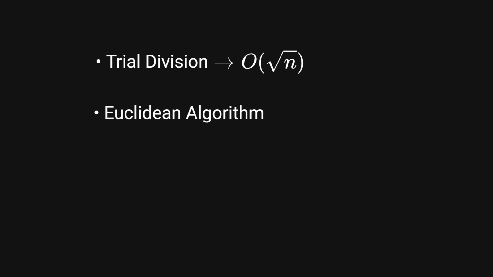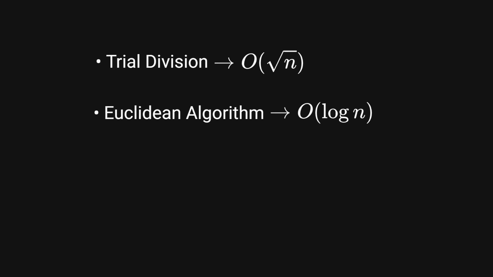We explored 2 methods for finding the GCD of two numbers, trial division and the Euclidean algorithm. Computationally, these methods require a different number of steps to complete. Trial division, on average, runs in O of square root of n steps, whereas the Euclidean algorithm finds the GCD in O of log of n steps, making it significantly faster.